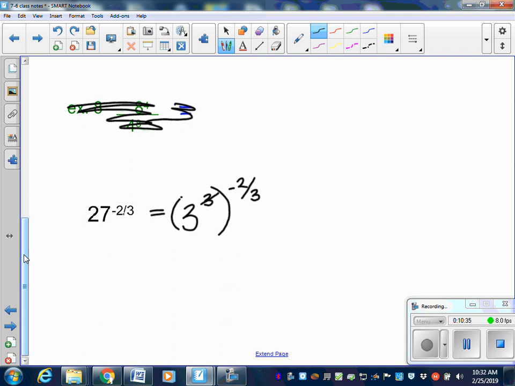I know that my 3 and my 3 will cancel out because I have one in the numerator, one in the denominator. Multiply them together to cancel each other out. I'm left with 3 to the negative 2. And negative exponents give you a fraction. It gives you 1 over 3 squared, which is the same thing as 1/9.